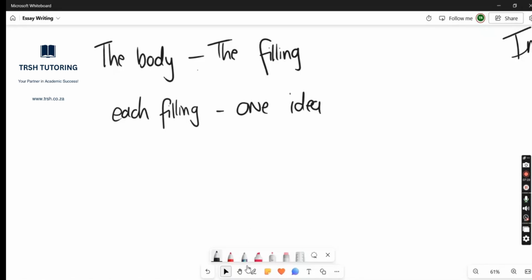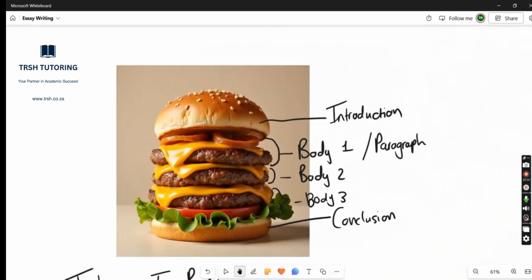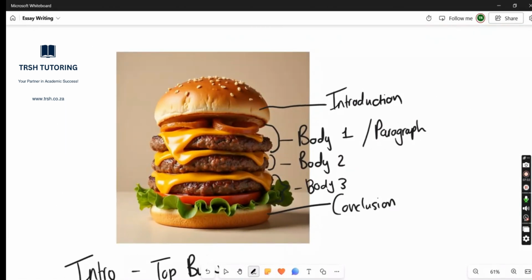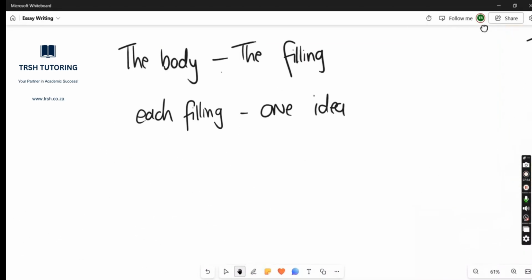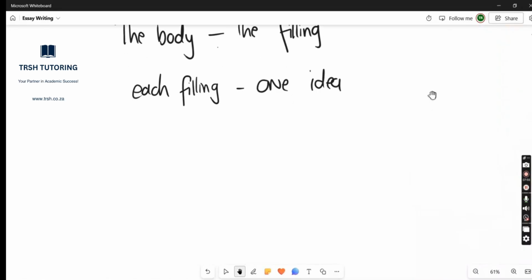One idea. So if we go back to our bun over here, we can already see that we have body 1. This compiles of some patties, some cheese, some tomato, or whatever that is. That's body 1. Then body 2, it's the same thing. Body 3 is different, but just with a tomato and a bun and lettuce, for example. And in this case, what I'm just trying to drive home is the fact that each body should have one idea. So each body, one idea.